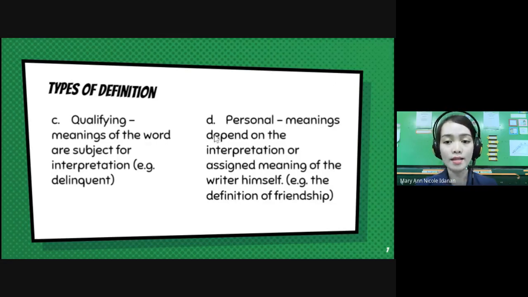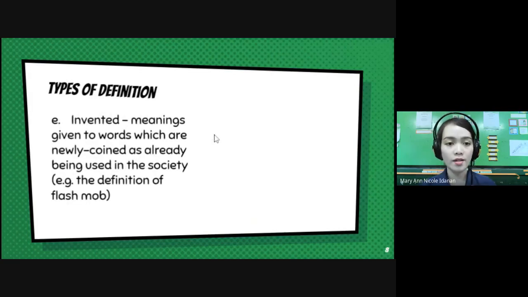So last one, we have the invented. These are the meanings given to words which are newly coined and are already being used in society. For example, the word flash mob is just a new word that was recently added in our society, and it is already widely accepted. When we say flash mob, that is a sudden public performance. It can be a dance. Okay, so that's flash mob.